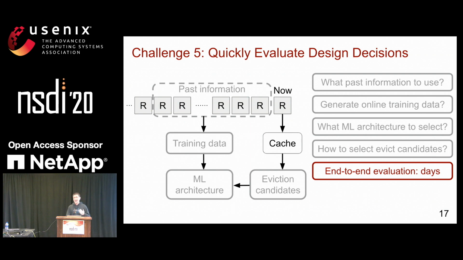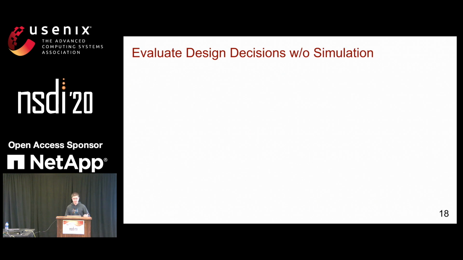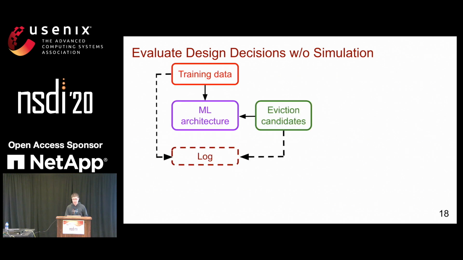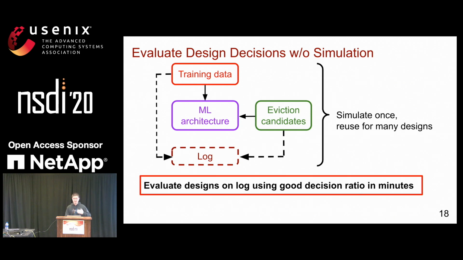Remember, the problem is that end-to-end simulation takes a long time. And our solution is to use the good decision ratio to evaluate many design decisions without rerunning the complete simulation. To do that, we first log the training data and eviction candidates during one simulation, and then we use them to evaluate many designs. The good decision ratio allows us to meaningfully evaluate the quality of our design decisions using this lightweight process. With that, we can now evaluate designs in minutes instead of days. And just to be clear, this is only used in our design process, not a component of our final system.